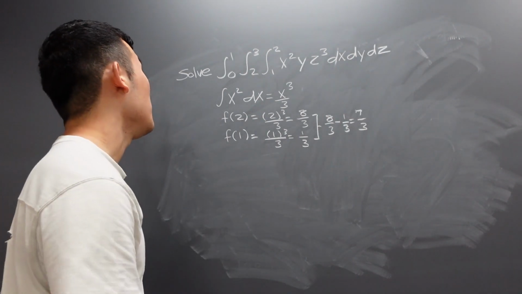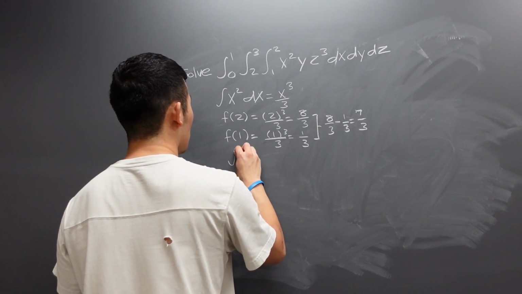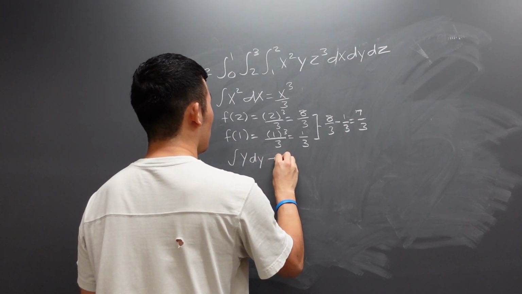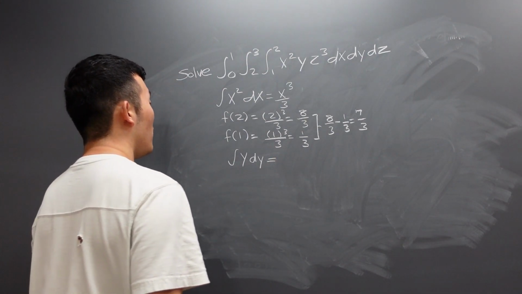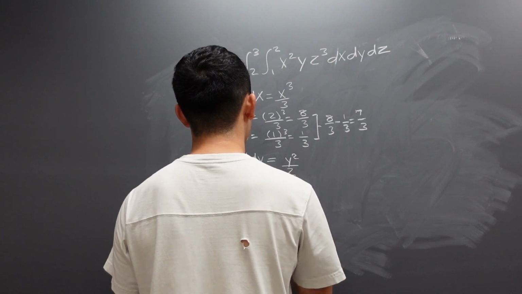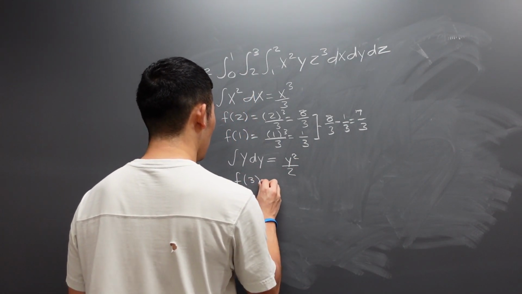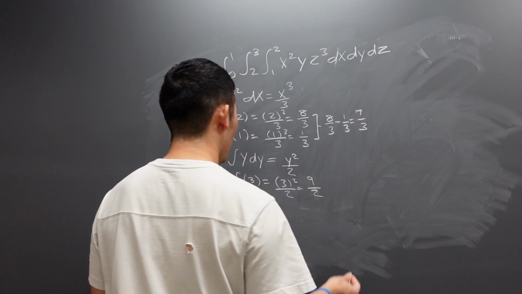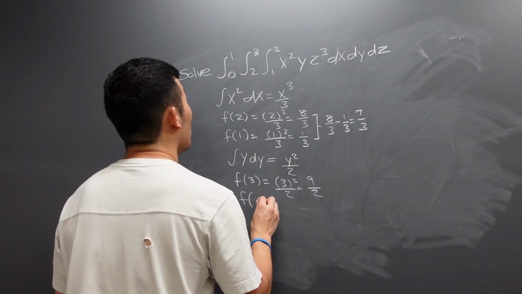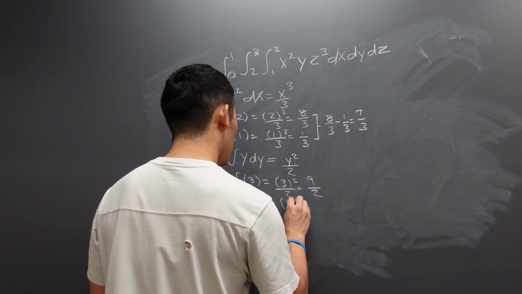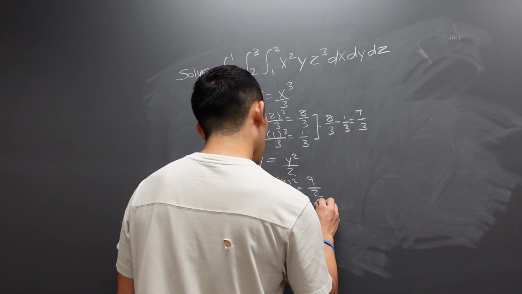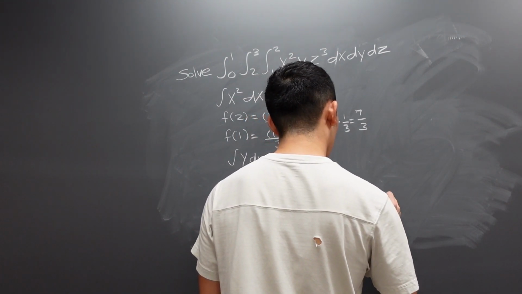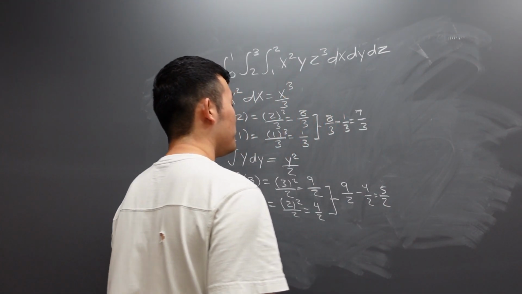Now let's work with the y. Integral of y dy. The antiderivative of y is just y squared over 2. Now let's plug in 3 and 2. This will be 9 over 2, and we have 2. Subtract these two, and we get 5 over 2.